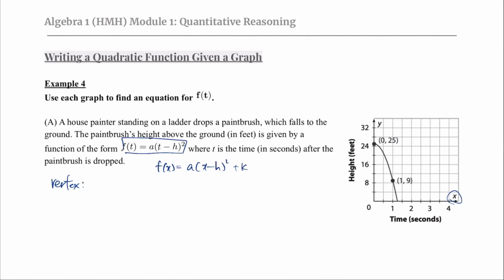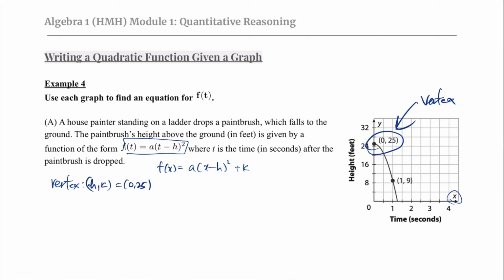All right. Well, if I want to do that, I need to find some information, right? As it turns out, that right there is a vertex. So my vertex, (h, k), is (0, 25), right? And then what else do I have? This point belongs in the equation: (1, 9).